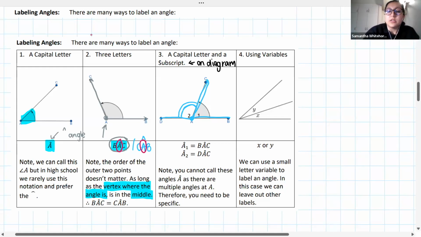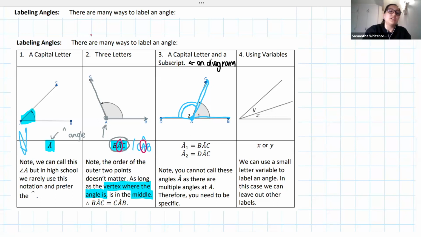Remember I said right at the start that we often don't use this first one anymore because often there's multiple angles at a point. This is an example of that. At point A, I have got 2 angles. I've got the angle BAC or CAB, and I've got the angle DAC or CAD. It doesn't really matter. Remember, the A just has to be in the middle.